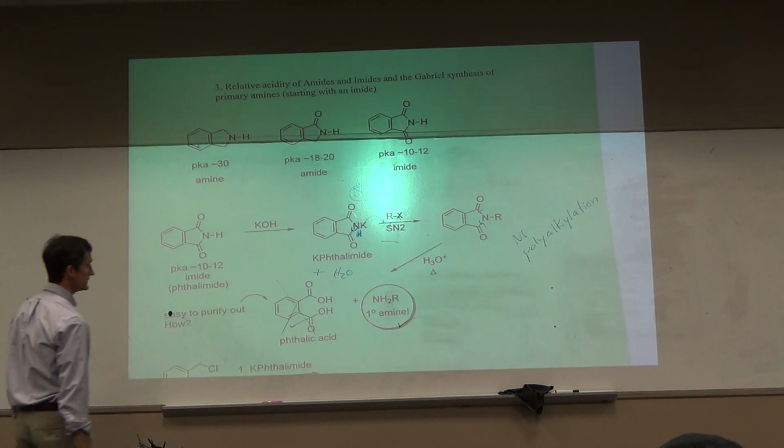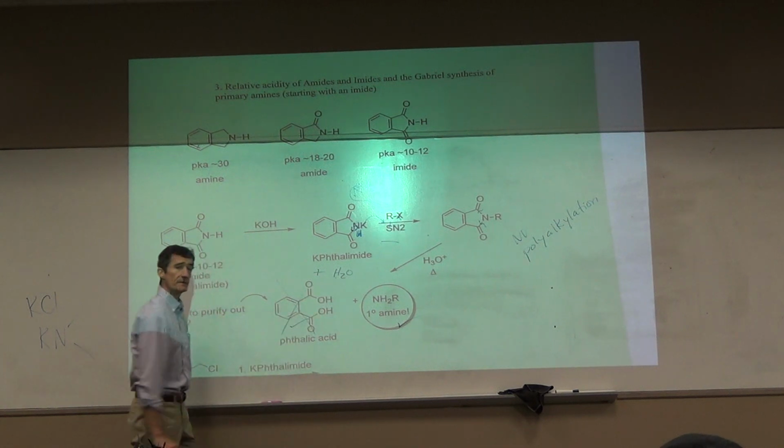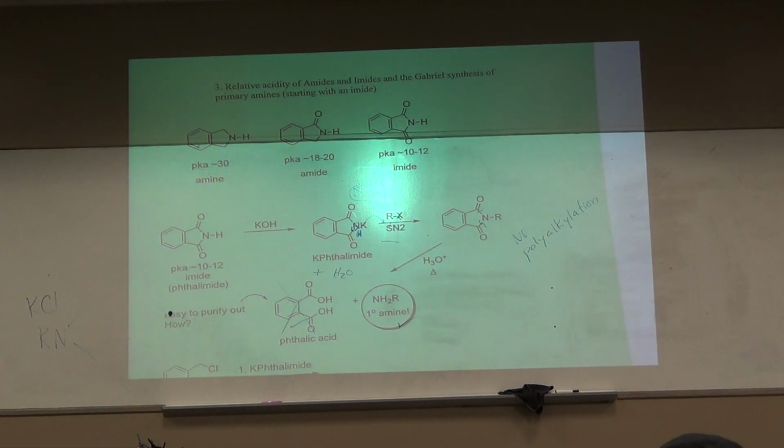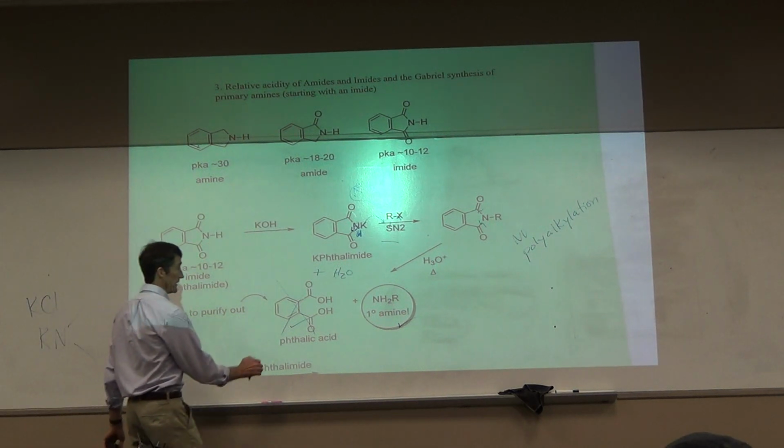Treat this with base, it's going to become dianion. That'll be very water soluble, and you can just wash it out into the water, where your amine can maybe be extracted into ether or dichloromethane or something. And you can easily wash out the phthalic acid by washing with base. We use one of its conjugate bases a lot in quantitative analysis, KHT. It's the monopotassium salt of, yes?